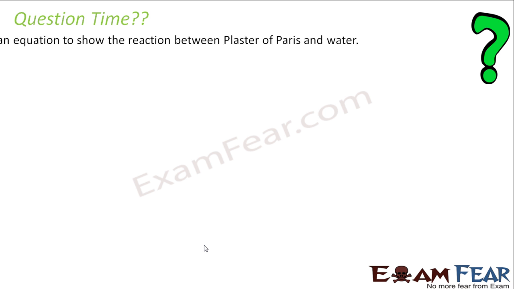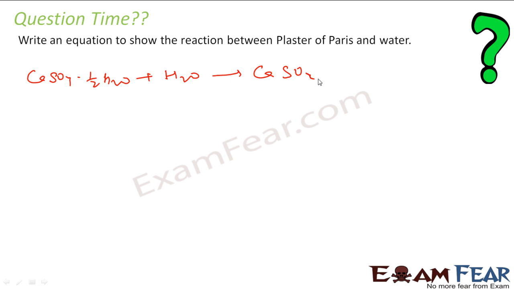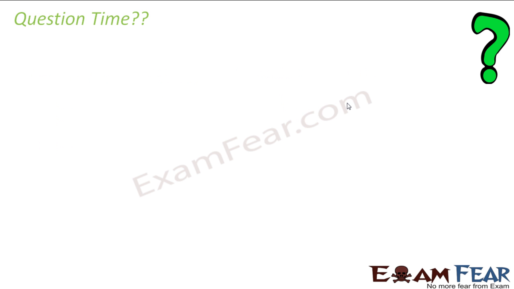Now the question time. We have to write the reaction between plaster of Paris and water. Plaster of Paris is CaSO4.1/2H2O. You add water to this, and this becomes gypsum, CaSO4.2H2O. How many H2O did you add? 3/2. And this is my reaction.